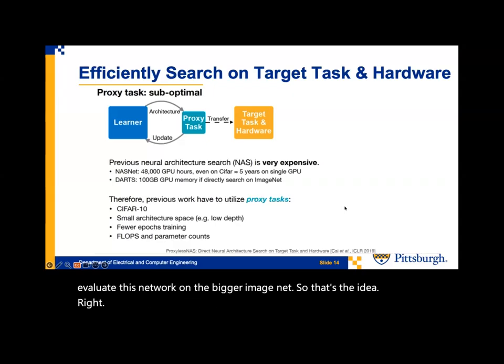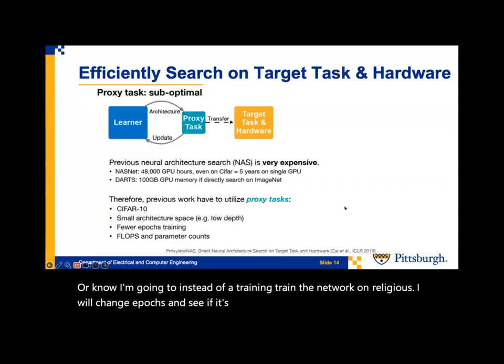Or, instead of training the network until it really converges, I will just train fewer epochs and see if, for example, you are reducing the loss significantly, right? Basically, you want to reduce the cost of doing this performance estimation. So that's the key idea of this proxy. So this paper says, well, all those proxy tasks still consume too much time. So they propose this so-called proxyless network.